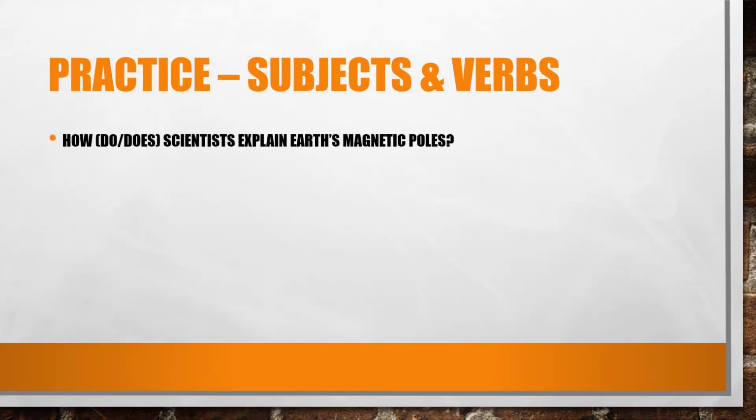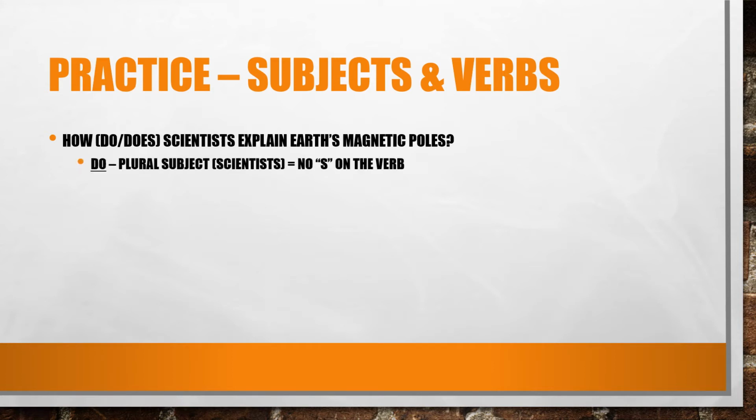Now just a few more examples here, just to give you some more exposure to this. This one says, how blank scientists explain Earth's magnetic poles. This one comes in the form of a question, so it's a little bit off here, but what we're looking at is the word scientists. Scientists is going to be our plural subject.